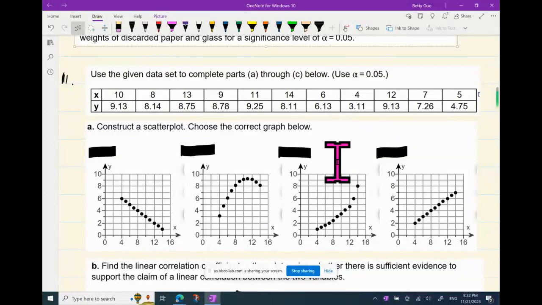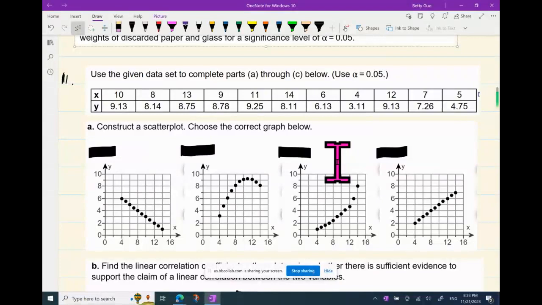For some reason mine is already there. X list is L1, Y list is L2. And the mark depends on your preference. You want a circle, or a cross, or the little dot. I use the first one because it's big. And then now you are going to enter.